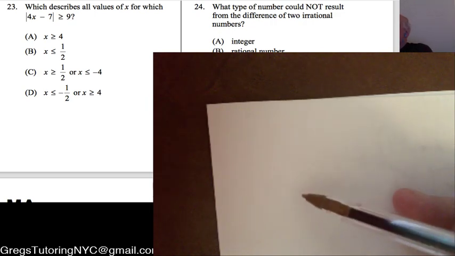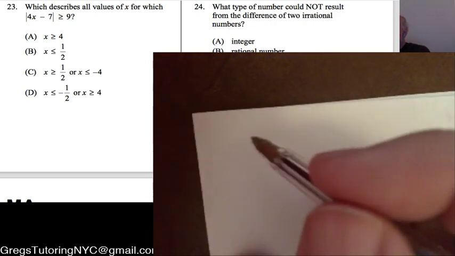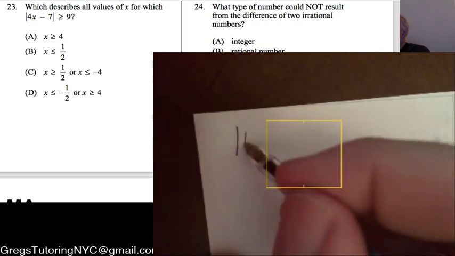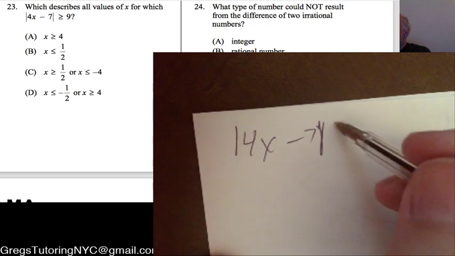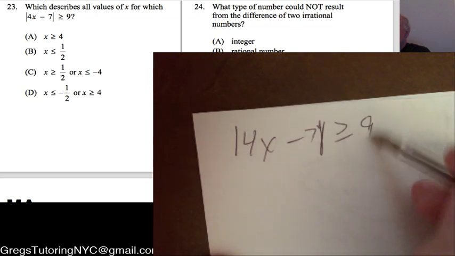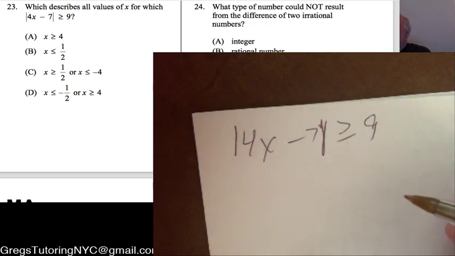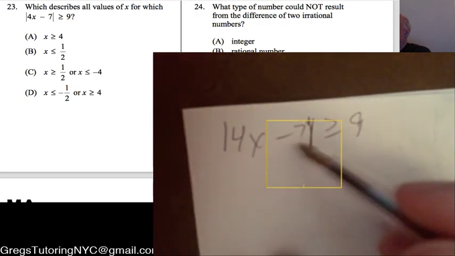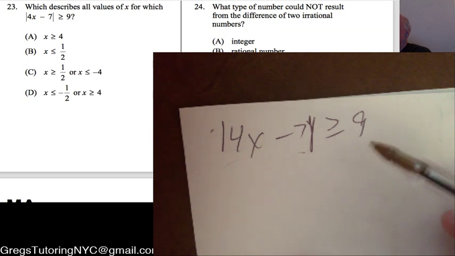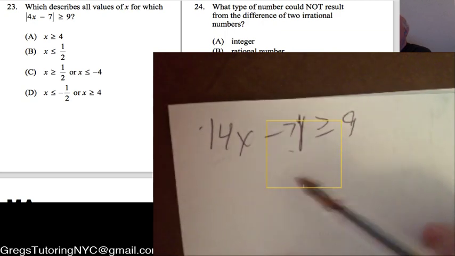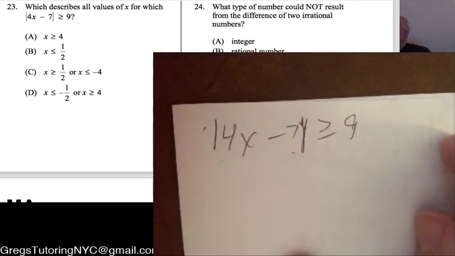So this can be solved in more than one way. Here's the way I like to do it. So we have the absolute value of 4x minus 7 is greater than or equal to 9. If you don't know what absolute value is, you had better know what it is because you need to know this for the grade 9 SHSAT for certain and definitely for the grade 8 SHSAT.